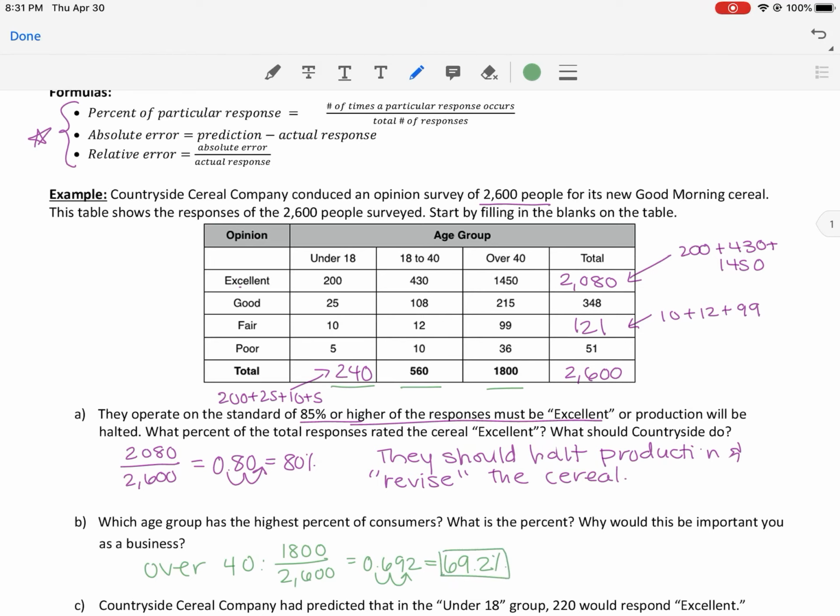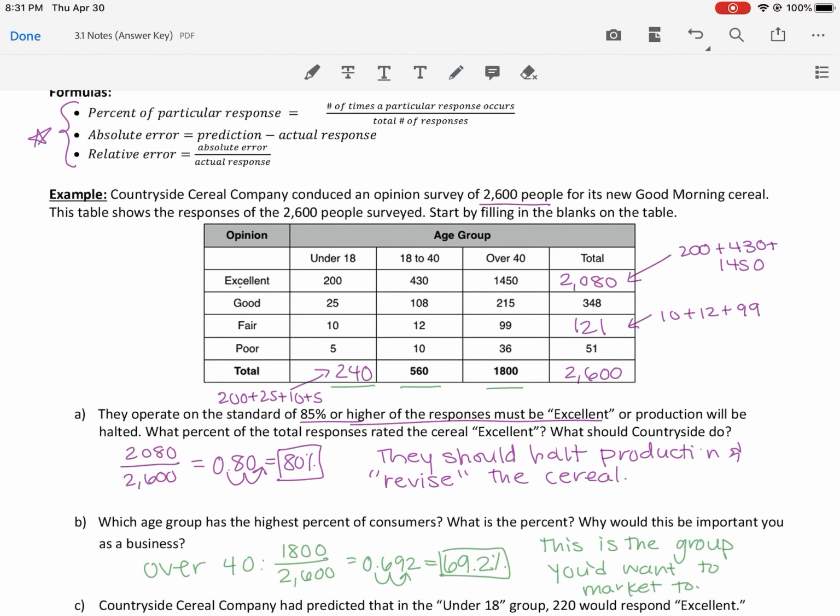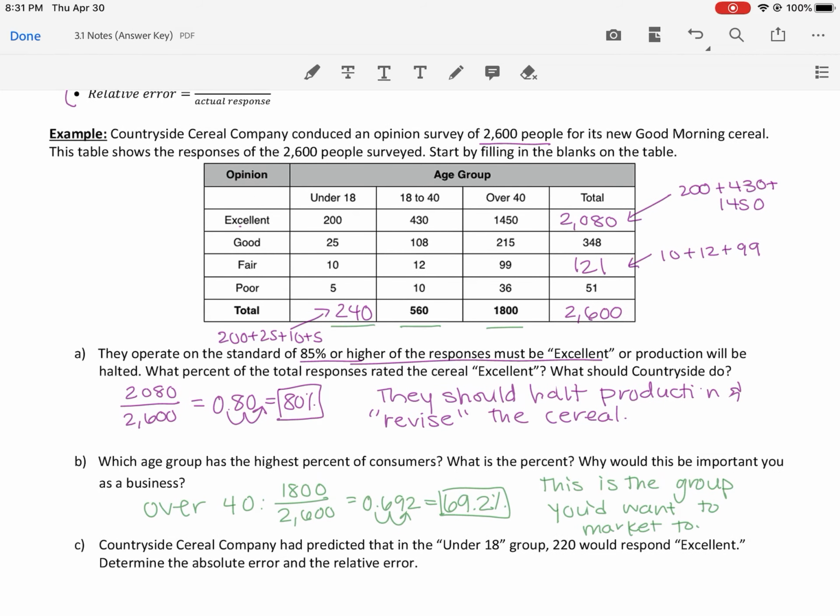So why would this be important to you? I think it's important because if you're the one doing the marketing, this is who the people who buy your cereal the most are. These are the people you'd want to target. This is the group you'd want to market to. Okay, let's look at the next one.